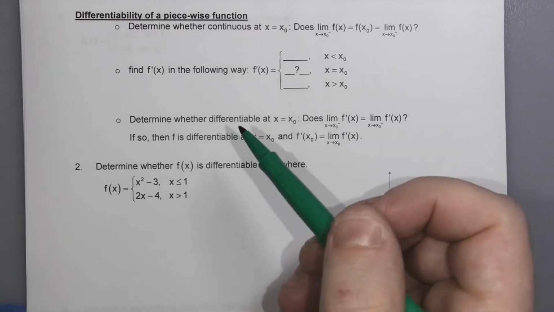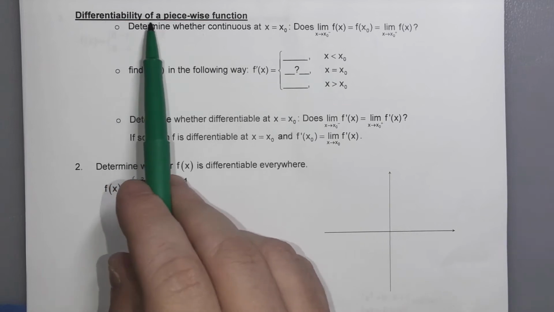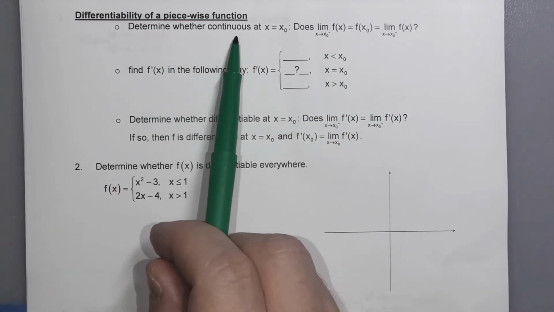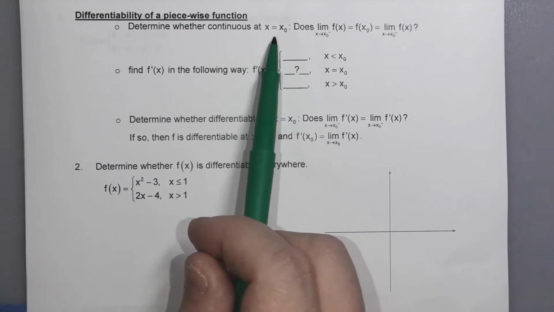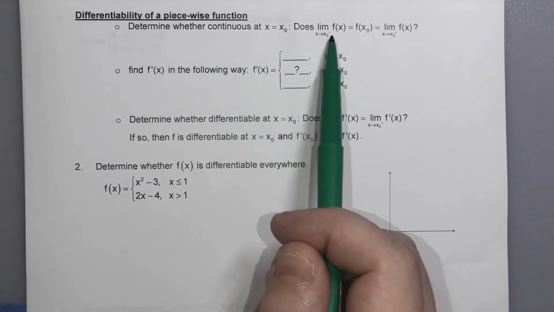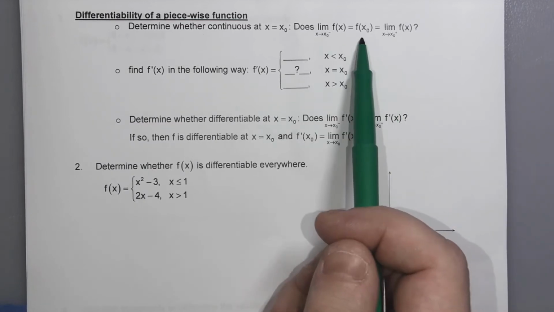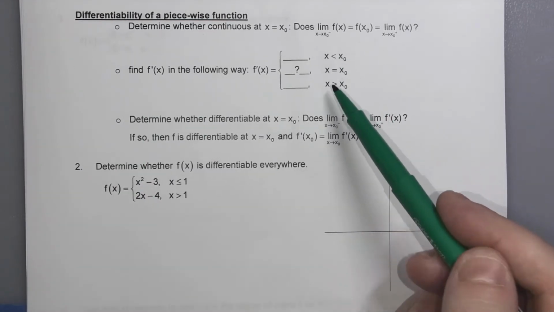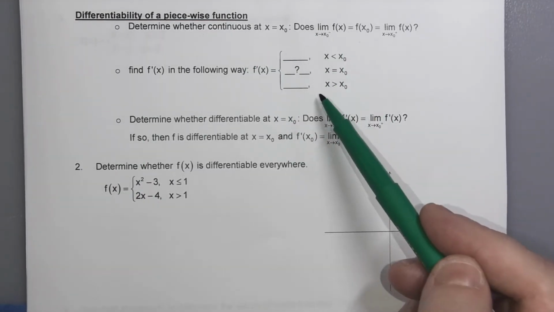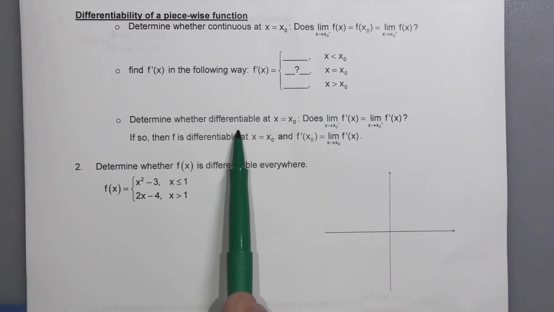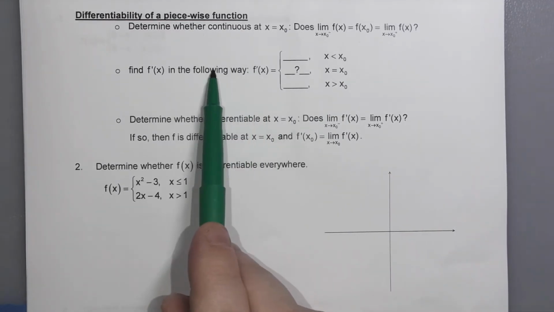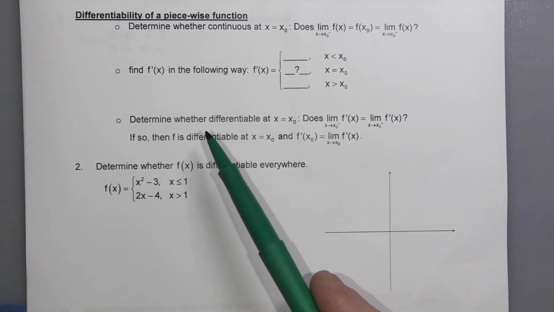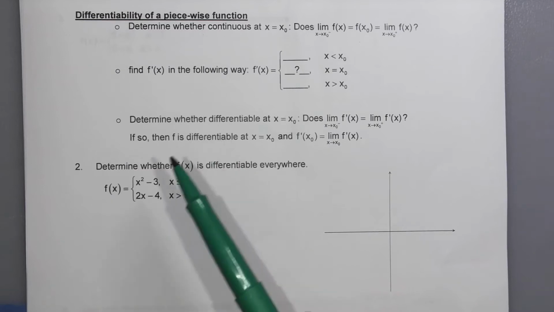Okay. So the differentiability of not just a piecewise function, but any function, is first that it needs to be continuous at the point where you're checking for differentiability, which means you have to look at the limit from the left and limit from the right and hope that they're the same as the functional value. Then you find f prime of x by doing, in this case, the pieces of the piecewise function from both directions and determine if the derivative itself is continuous.